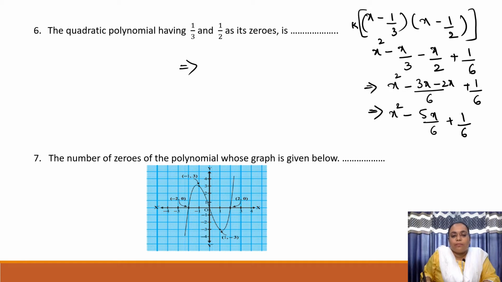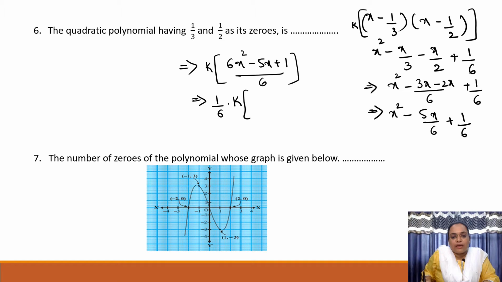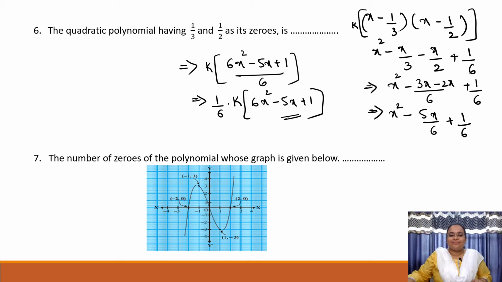Okay, so the quadratic polynomial will be k of x square minus 5x by 6 plus 1 by 6. If I take 1 by 6 common, into 6 into k, that will be 6x square minus 5x plus 1. Okay, so this is your quadratic polynomial.